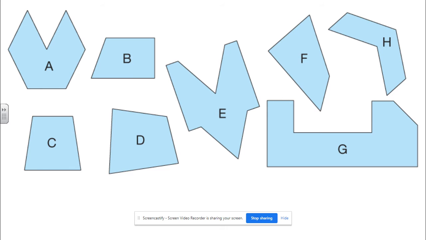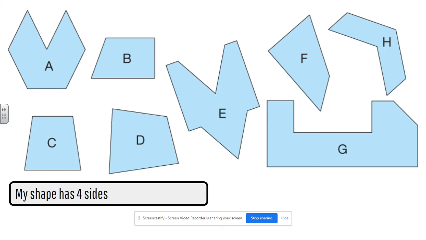I've got my shape in mind, and my first clue for you is my shape has four sides. This makes my shape a quadrilateral. And you can see that some of these shapes on here have way more than four sides. That means they are now eliminated. So you can cross those out, or in your mind, eliminate those from the list.